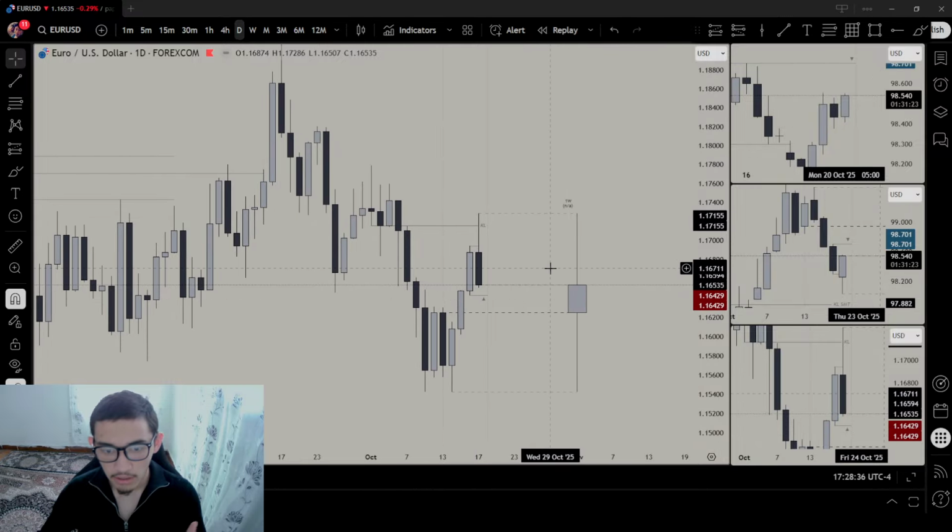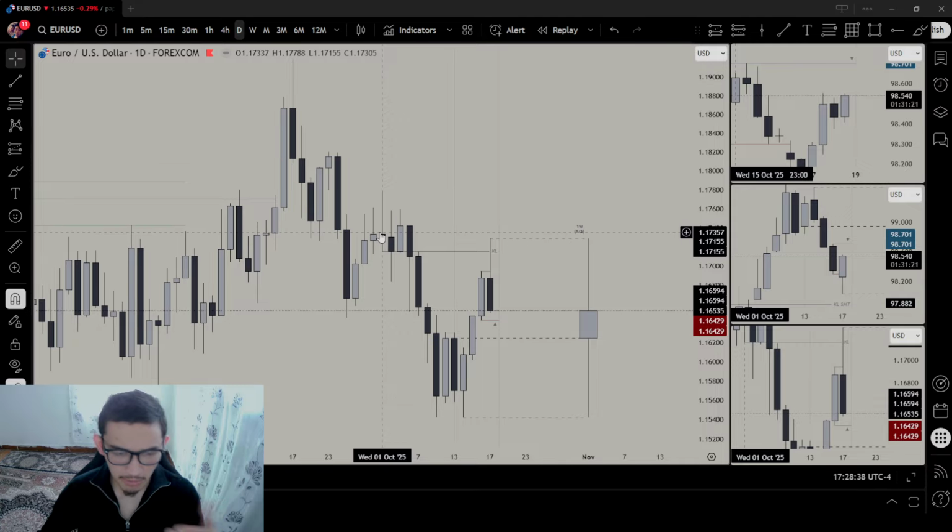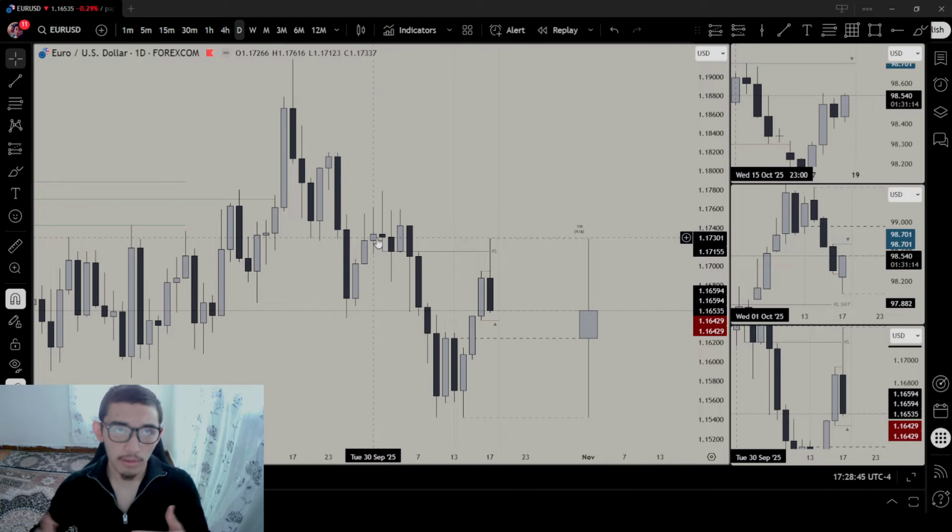Now, as you can see, beautiful concept. I'm like, well, this is not an order block. This is the order block. One thing, now this is where we're going to get into the order block itself, right?